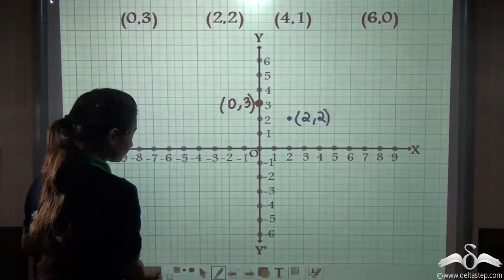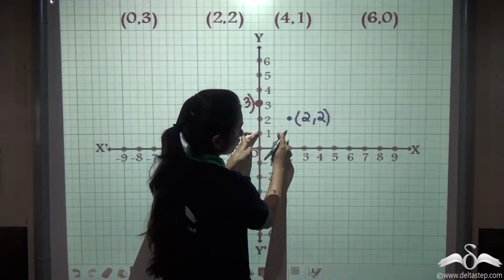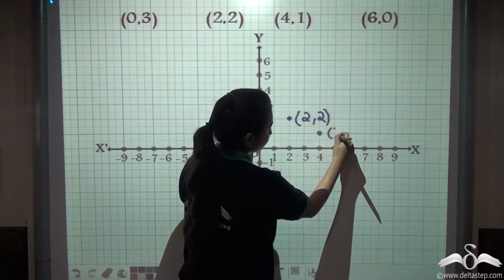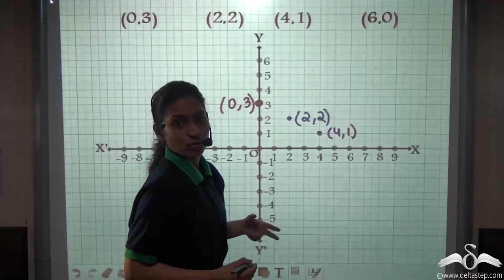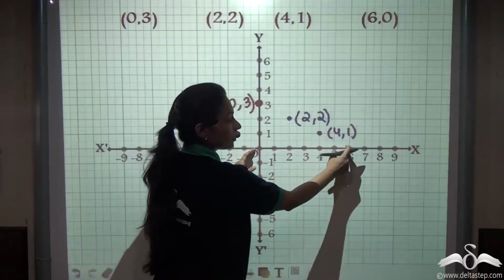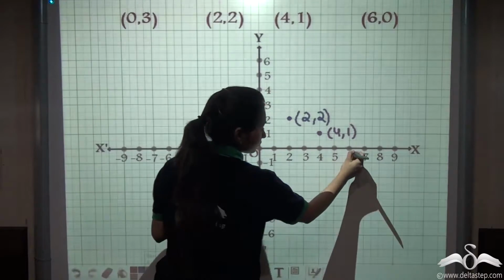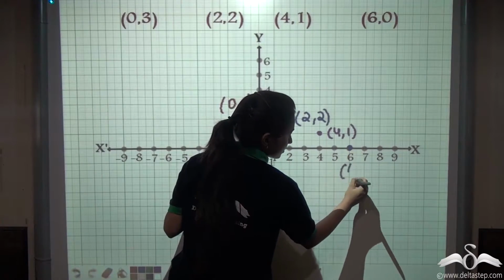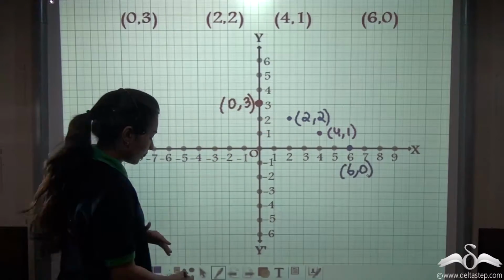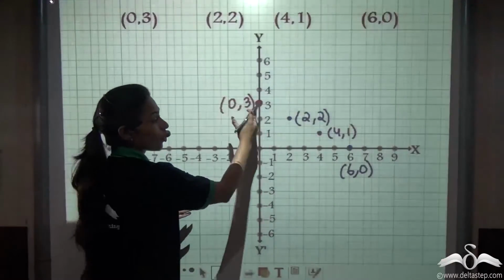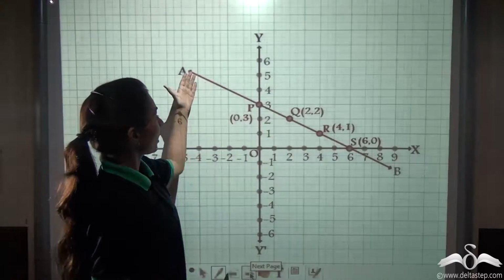Similarly, we have 4, 1. So 4 on the x-axis and 1 on the y-axis. So we get 4, 1. The last one is 6, 0. That means the x coordinate is 6 and the y coordinate is 0. So it will lie on the x-axis. So this is 6, 0. You can see we have plotted all the 4 points correctly. Well, let's join these points and see what we get. When we join these points, we get a straight line.